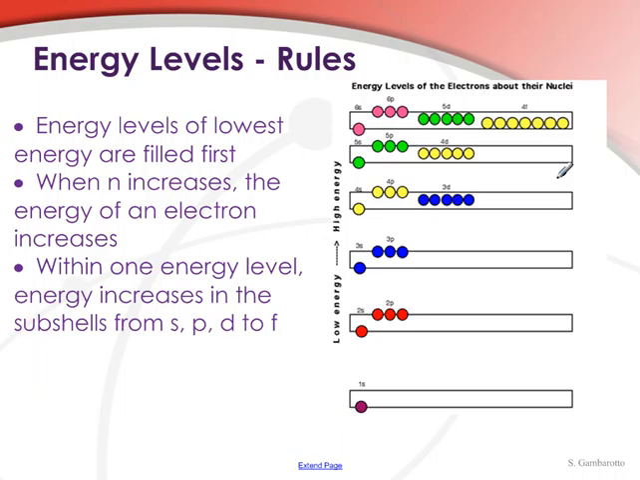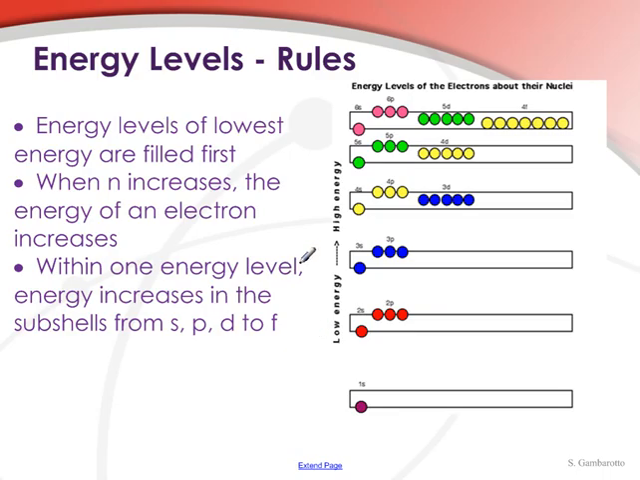Okay, so in this diagram here, this is an energy level diagram. We go from low energy up to high energy. So 1, which is the lowest, up to, in this case, 6, which is the highest. When your n value increases, the energy of an electron also increases. So if you have an electron in the second energy level, those electrons have more energy than electrons that are present in the first energy level.